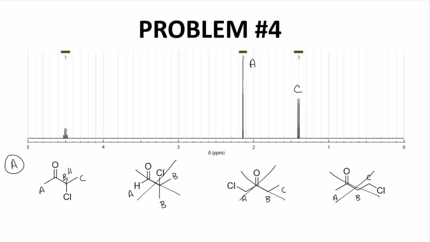And now let's look at this last signal, B. This has, let's put in the CH3. That hydrogen has 3 neighbors, so it should have a multiplicity of 4. Integration of 1, multiplicity of 4. That is B. Okay, so everything lines up. The answer for problem number 4 is A.